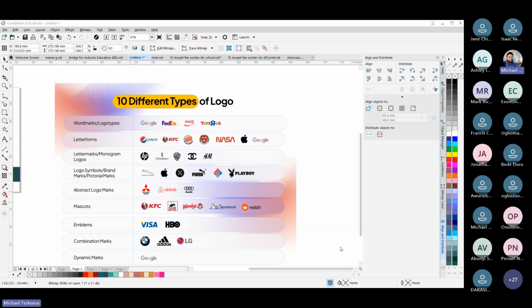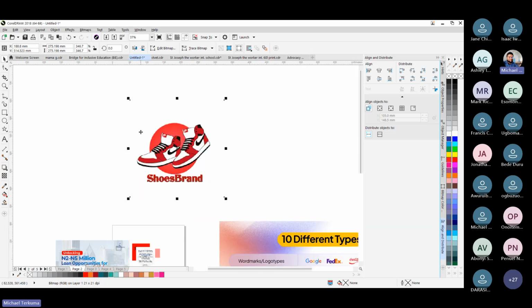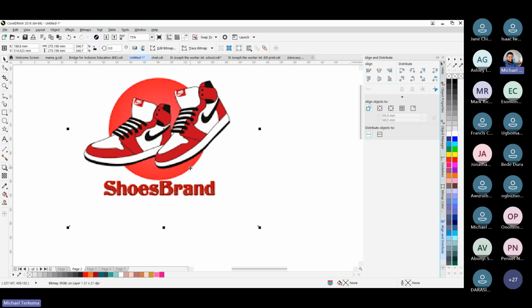So that having been said, I was explaining that if you have a logo like this, then you know that your idea will be limited only to shoes.